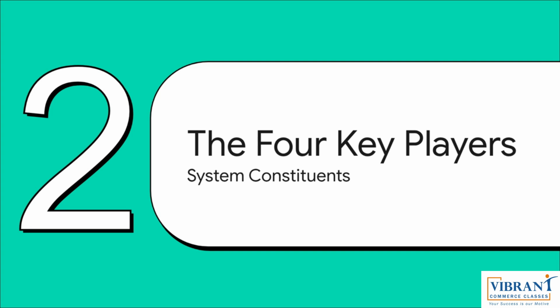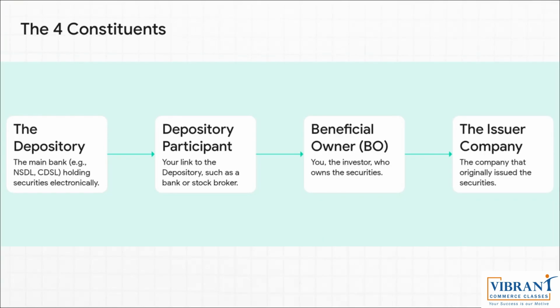Okay, so that's the why. Now, let's talk about the who. Moving on to Section 2. Because look, a system is only as good as the people and organizations running it. To really nail this topic, you have to know the four main players and exactly what they do. Let's stick with our banking system analogy, because it works perfectly here. At the very top, you've got the depository. This is like the main vault, the reserve bank of securities. In India, we have two big ones, NSDL and CDSL. But here's the thing. You, the investor, don't deal with them directly. Nope. You interact with what's called a depository participant, or a DP.